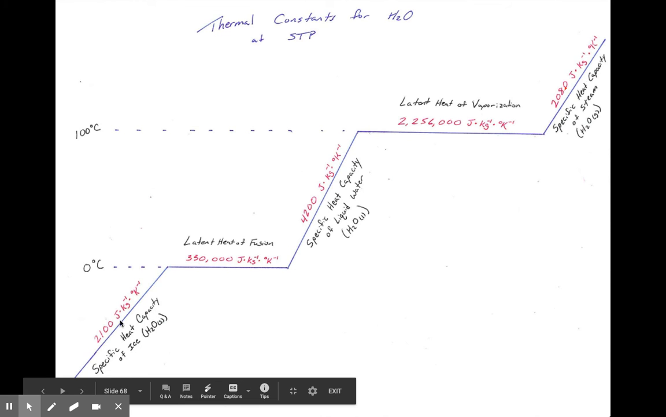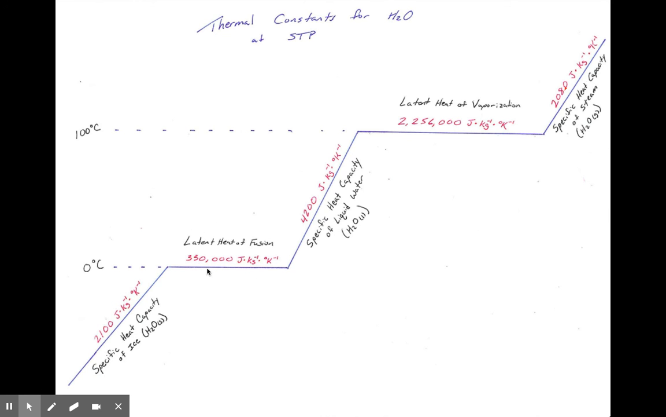The specific heat capacity of ice is 2100. The latent heat of fusion is 330,000. Specific heat capacity for liquid water is 4,200. And the latent heat of vaporization, which should be a lot more, right? Because it takes a lot more energy to turn something into a vapor rather than water. And then again, the specific heat capacity of steam.